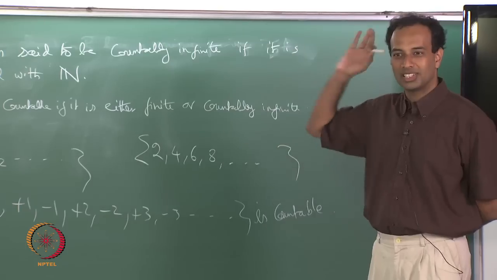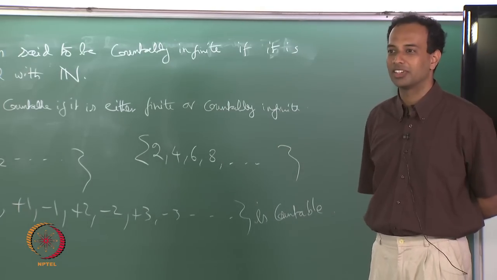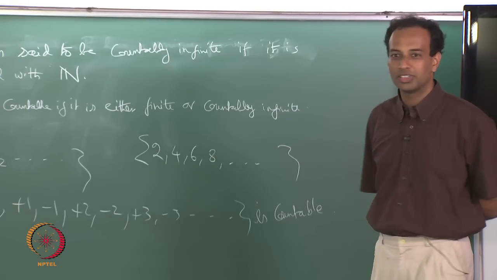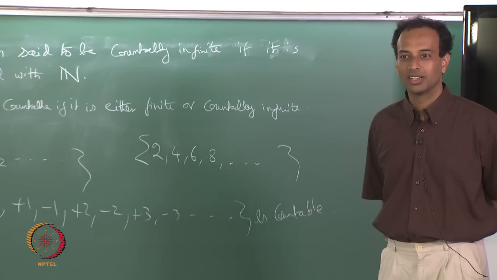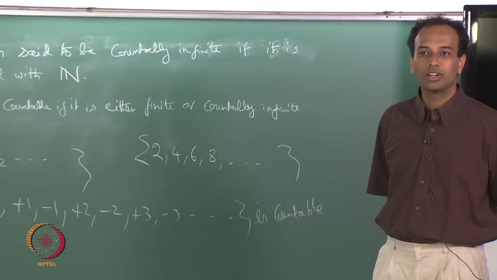If you find a bijection, it is equicardinal. There is no other definition. Don't think of it as, oh, one is a subset of the other, so the other must be bigger or some such thing. They are equicardinal if there is a bijection. End of story.